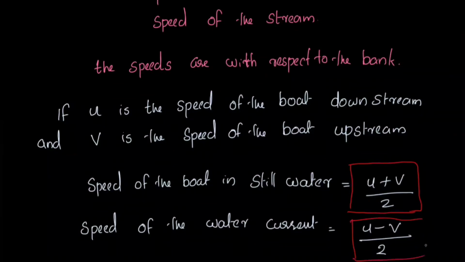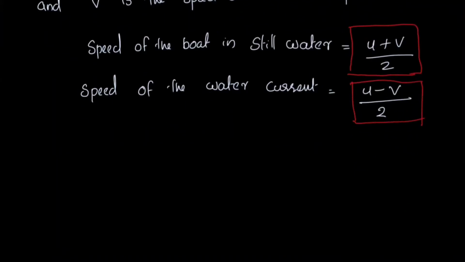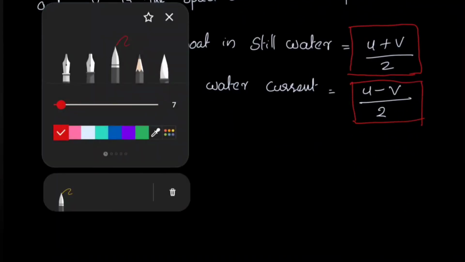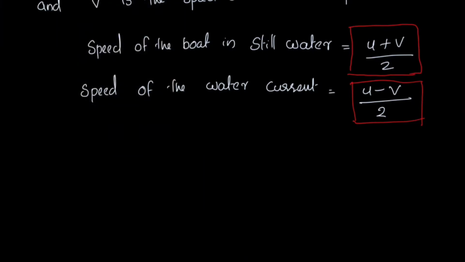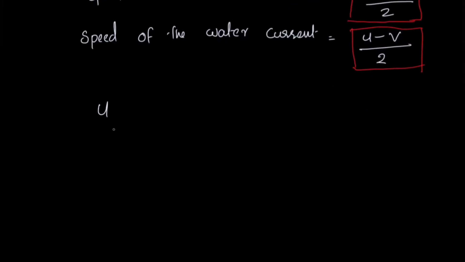How do we get these formulas? I can explain here. If u is given as the downstream speed, and downstream means the boat speed is aided by the water speed.